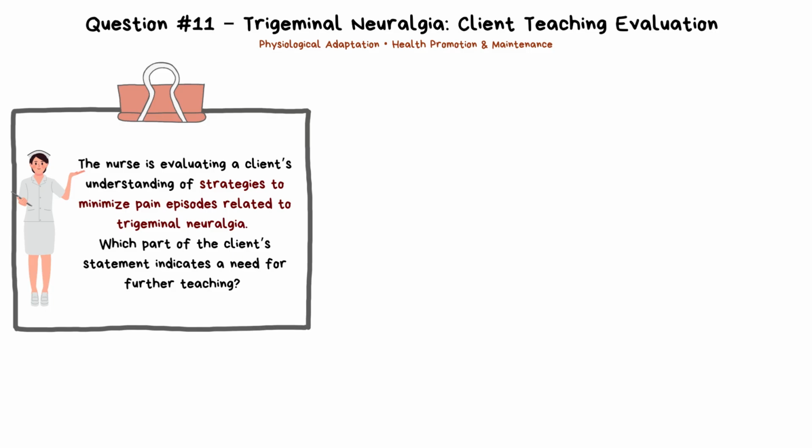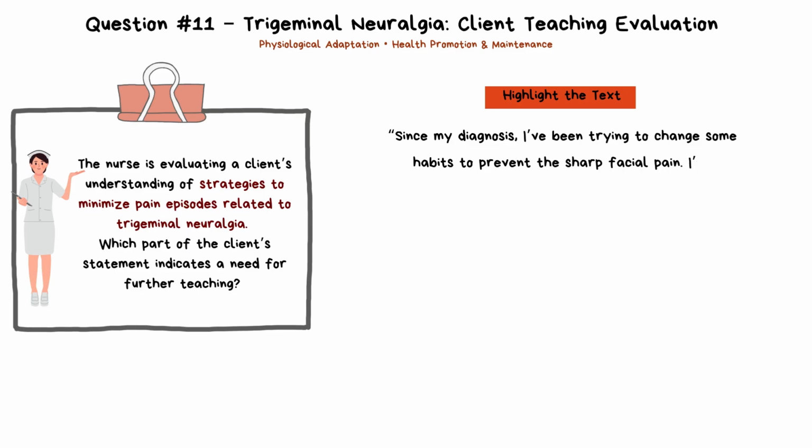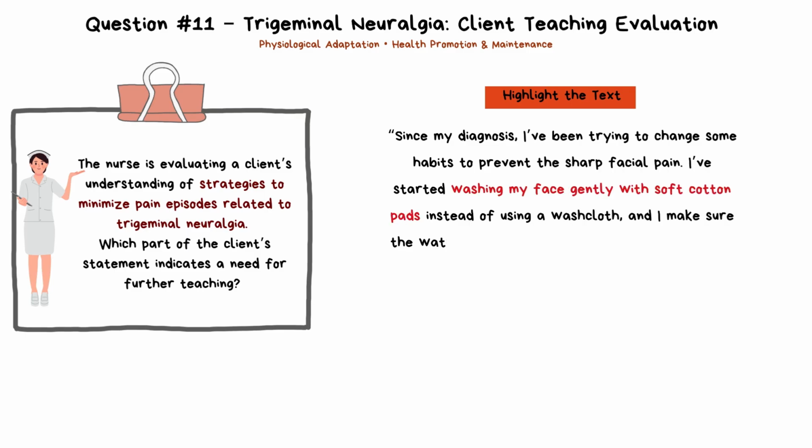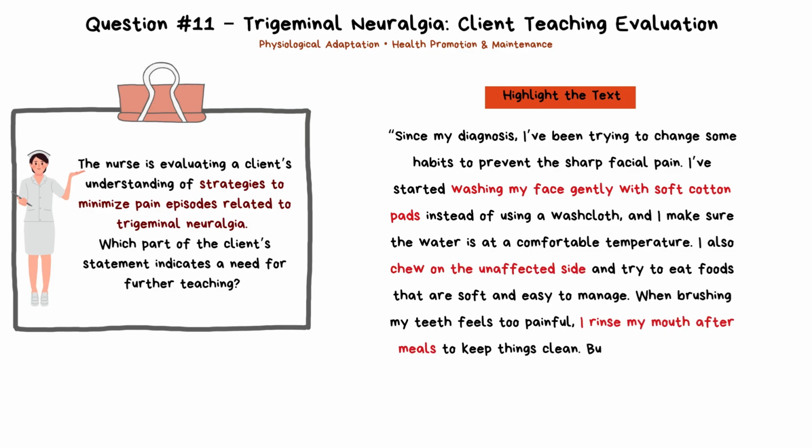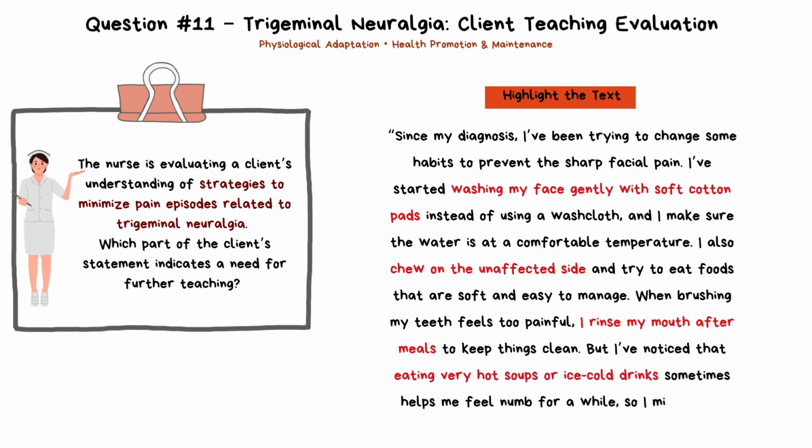Now, listen carefully to the client's statement and think about which part shows a misunderstanding. "Since my diagnosis, I've been trying to change some habits to prevent the sharp facial pain. I've started washing my face gently with soft cotton pads instead of using a washcloth, and I make sure the water is at a comfortable temperature. I also chew on the unaffected side and try to eat foods that are soft and easy to manage. When brushing my teeth feels too painful, I rinse my mouth after meals to keep things clean. But I've noticed that eating very hot soups or ice-cold drinks sometimes helps me feel numb for a while, so I might keep doing that."